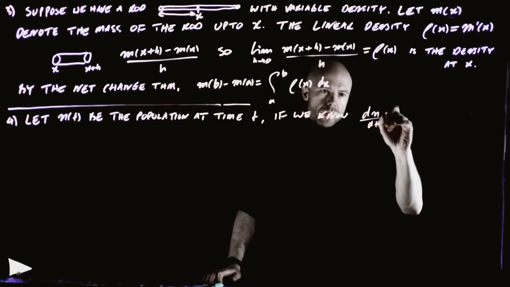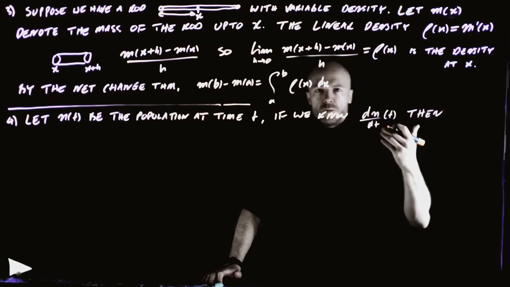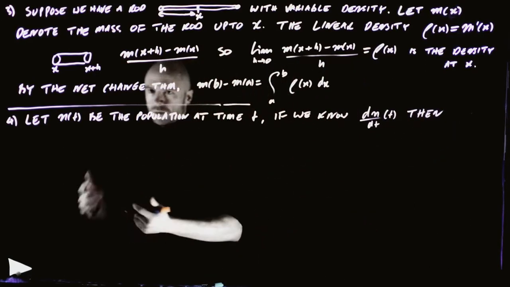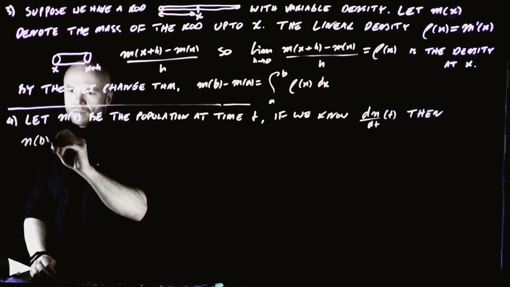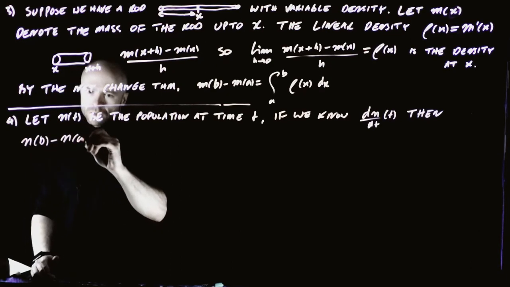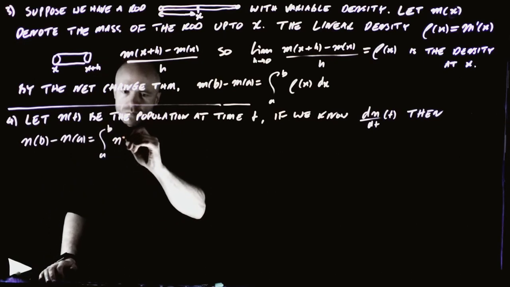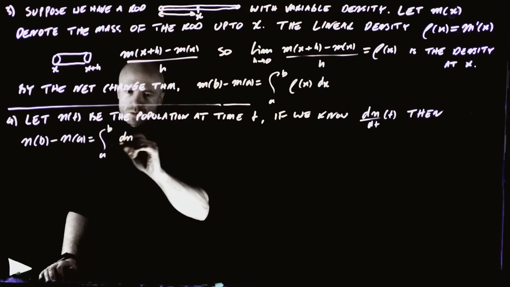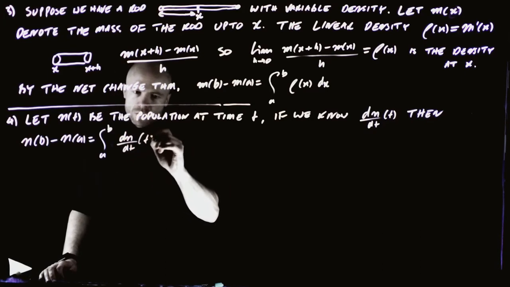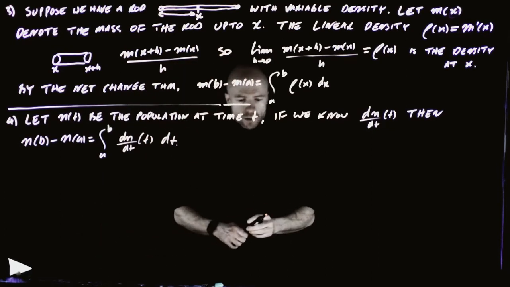If we know the rate of change of population, then by the net change theorem we can find the total change in population, or the net change in population. Let's use the same notation. Okay. And again, this is of real value.